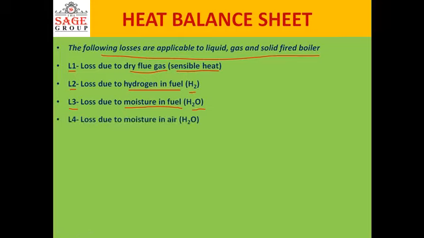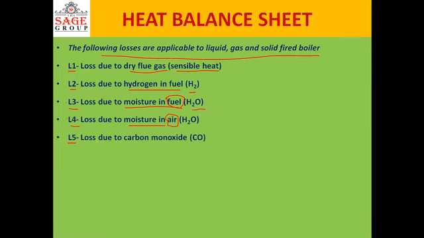The fourth loss is called L4, and this is the loss due to moisture in air. There is a difference between L3 and L4. L3 considers the moisture in the fuel, and L4 considers the loss due to moisture in air. They are two different substances. Here the substance is air, and there the substance is the fuel.